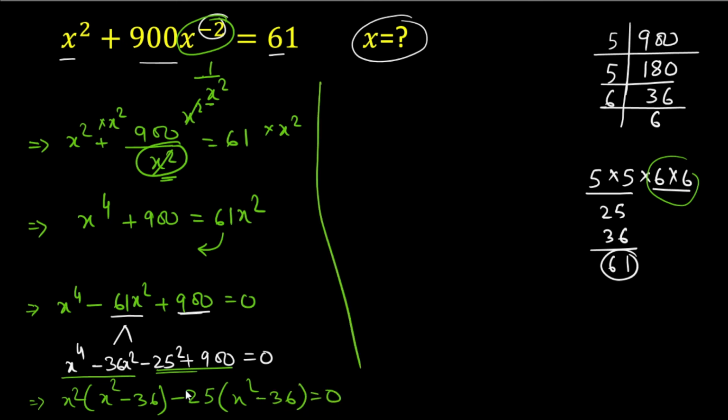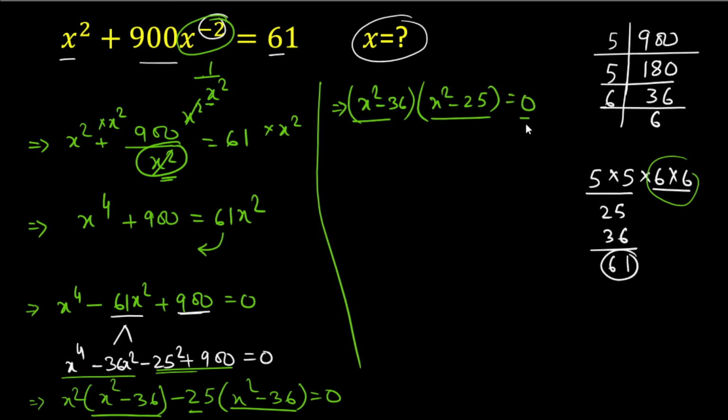Now we can take x square minus 36 common again from these two terms. So we have x square minus 36 in one bracket, and in another bracket we'll have x square minus 25, that is equal to 0. Now the product of the two factors is 0, so we can write either x square minus 36 is equal to 0, or another term x square minus 25 is equal to 0.